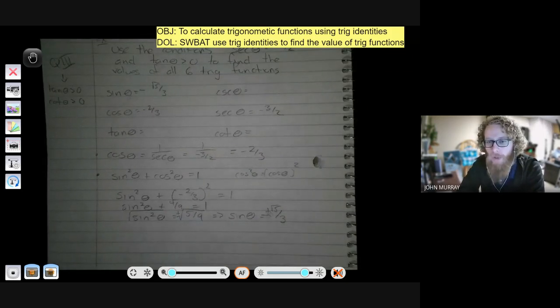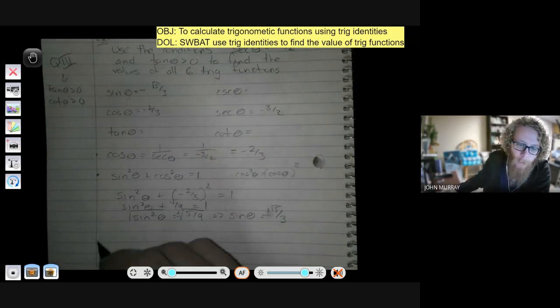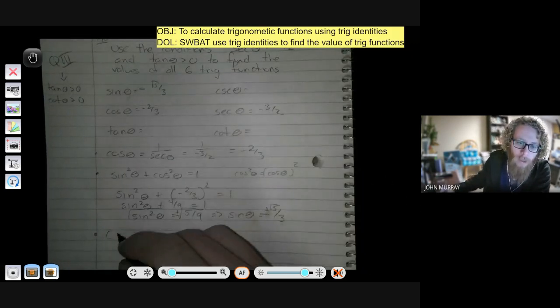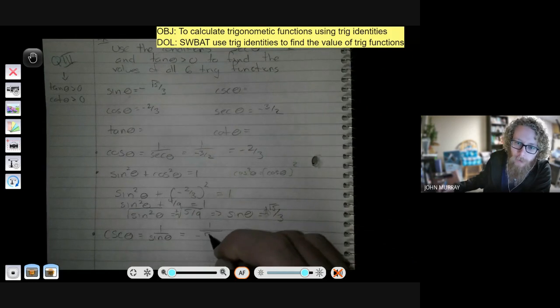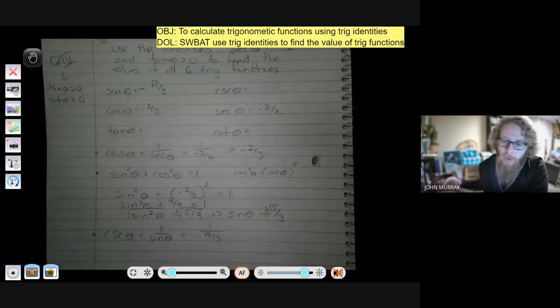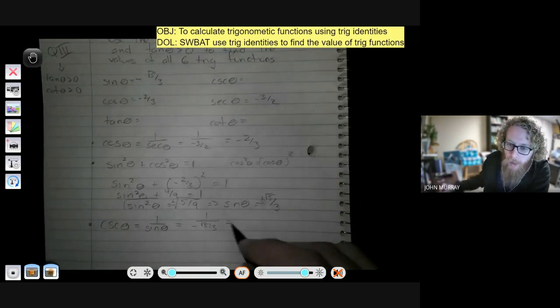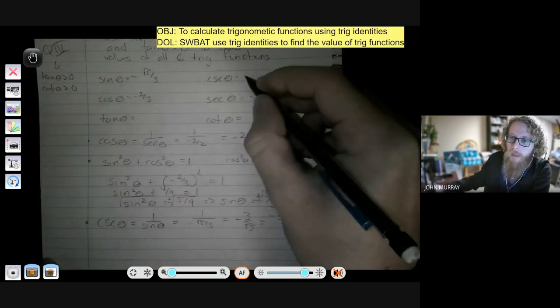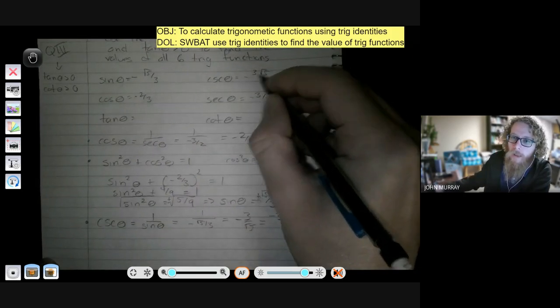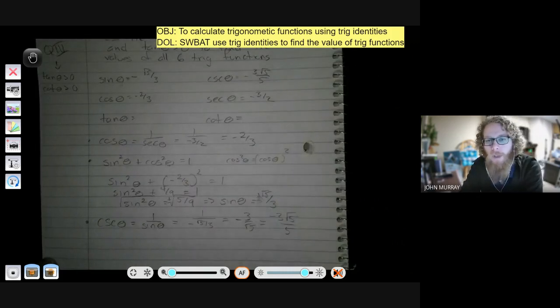Now that we have this, we can use all of the rest of the basic trig identities. We don't have to get too much fancier. Cosecant is the reciprocal of sine. Right, so here we have to do some simplification, so just be careful. All right, so it's going to be negative 3/√5. We don't like that, so I'm going to change that to negative 3√5 over 5. We just found cosecant.